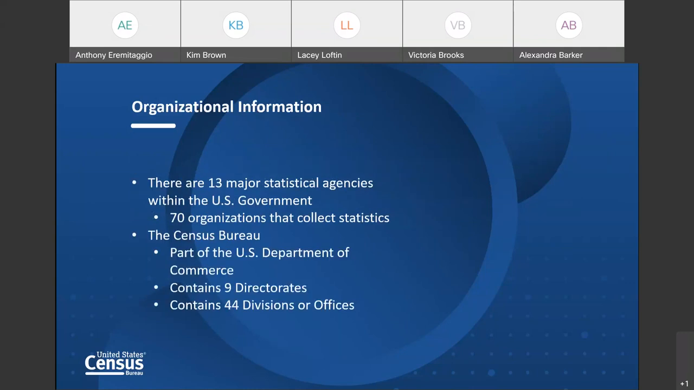A little bit about the organization. We have 13 major statistical agencies. So we're not just the main, we are the main statistical agency for dissemination and collection, but there are other statistical agencies a part of our process as well. There are 70 organizations that collect statistics. We are under the U.S. Department of Commerce. We have about 9 directorates with about 44 divisions and offices. The Census Bureau also assists many government agencies in their collection of data. We refer to this data collection as reimbursable surveys. So even though we are the largest data collector and disseminator of social and economic data, we do work with other government organizations to assist them with their data needs as well.